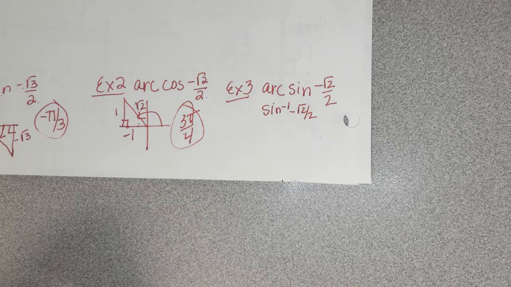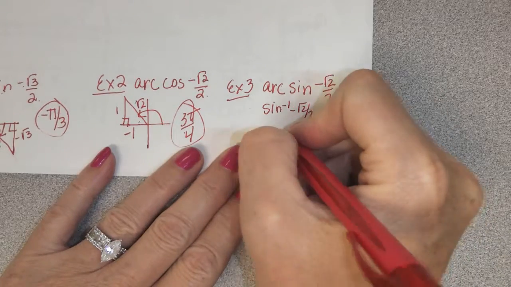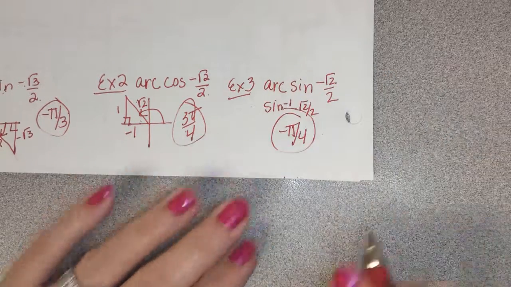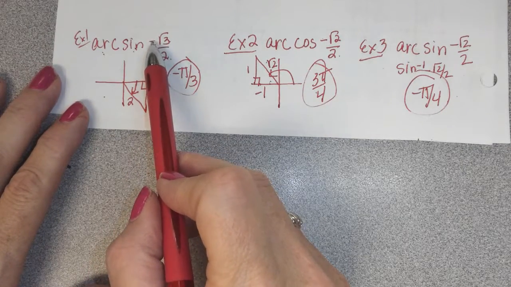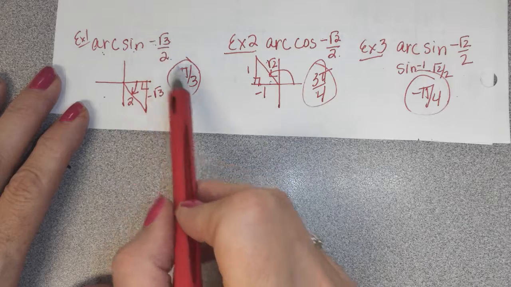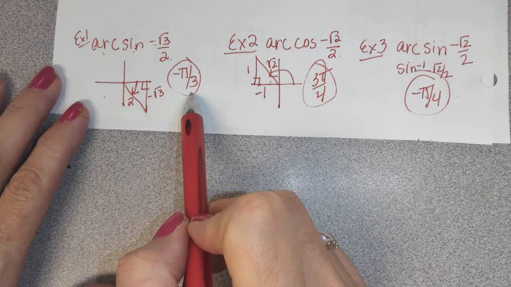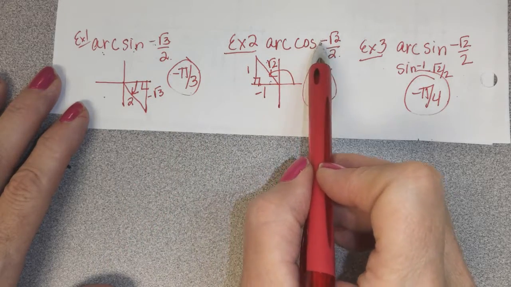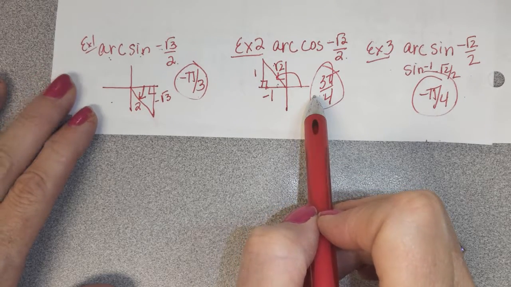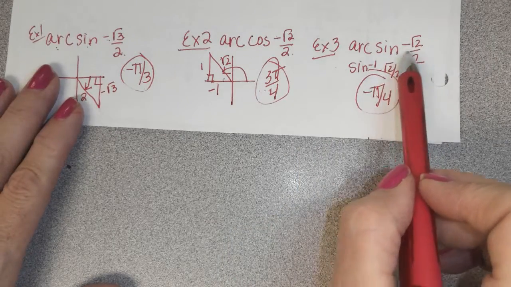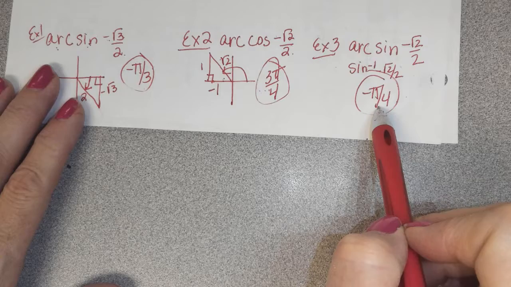Grace, Titus, what do you think? Negative pi over 4. Do you guys agree? Negative pi over 4? Good job. That is correct. Okay. Now, I want you to think about this. What if this had just been positive radical 2 over 2? Then what would our answer have been? Pi over 4. If this had been a positive, what would this answer be? Just an easy answer, guys. Just in the first quadrant. Pi over 4.